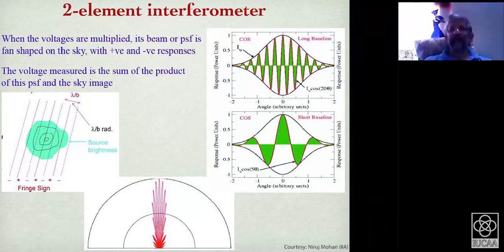Of course, this is only the real part of it, and the imaginary part of it will be orthogonal to it. And so when you measure the complex visibility, you will get the sum of two products, one giving the real part and one giving the imaginary part, where the sky is multiplied by this pattern and its orthogonally shifted pattern with the same ripple spacing.